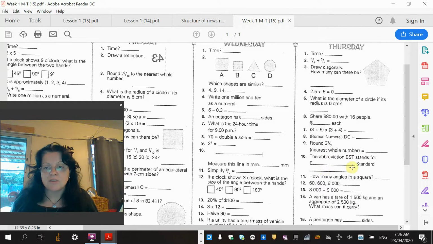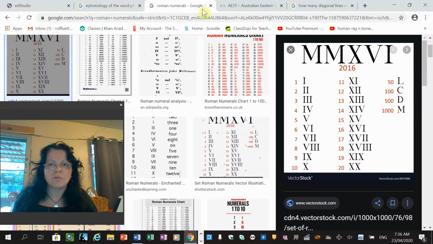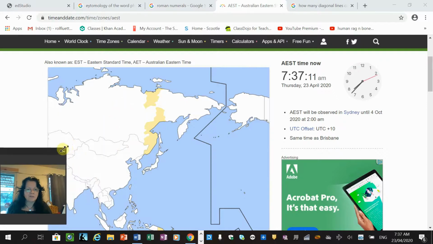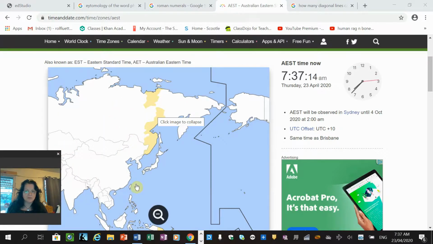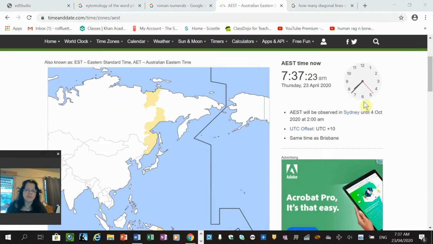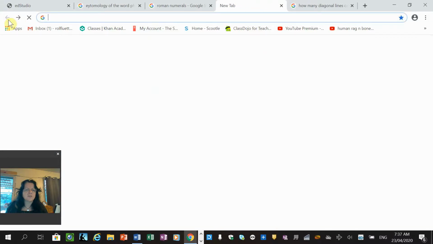Okay, the abbreviation EST stands for what? I just told you the answer, Eastern Standard Time, and I've got a little screen open for this as well. Eastern Standard Time means that depending on where you are in the world, you will be in a different time zone. So if we look at Australia, this side of Australia is on Eastern Standard Time, which means that we are using this time. And the other side of Australia, and the world for that matter, everything on this part of the world is on Eastern Standard Time, and everything on this part of the world is on another time.